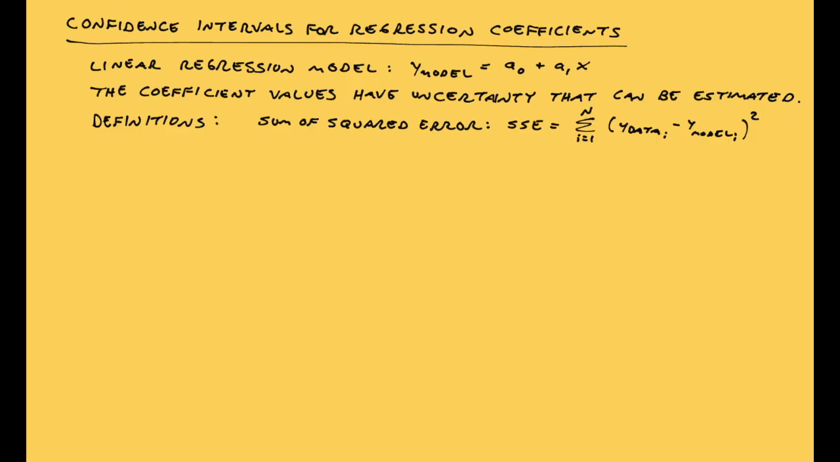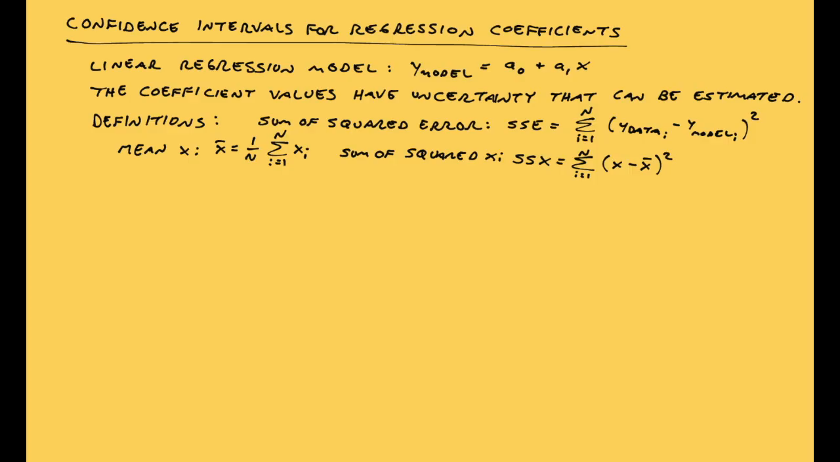First, we need to define some variables we'll use. There's the sum of the squared error, that's SSE. So that's the difference between each data point, y data, and each model point, y model. That's squared, and it's summed over all the data points from i equals 1 to n, where n is the total number of data points.